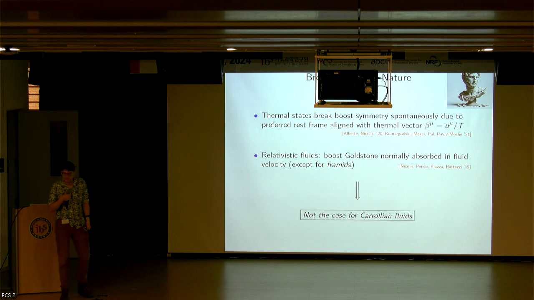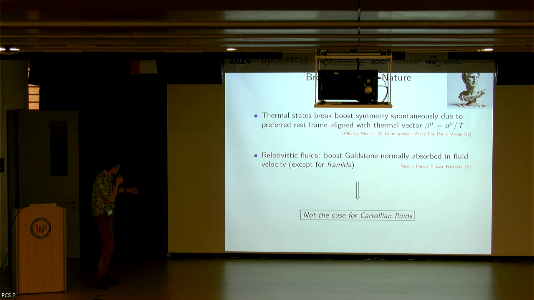For the first example, can you give us the meaning of this symbol in the upper? Yeah, this U is the fluid velocity. The thermal vector is just a name we give to this combination. Yeah, thanks for the question.